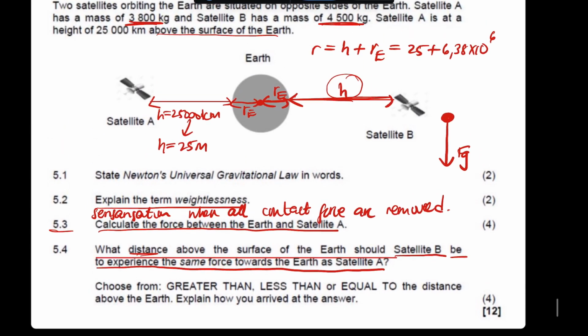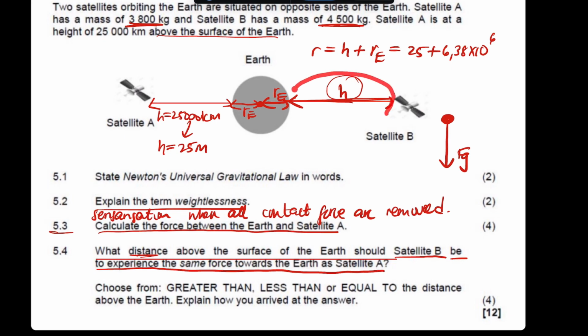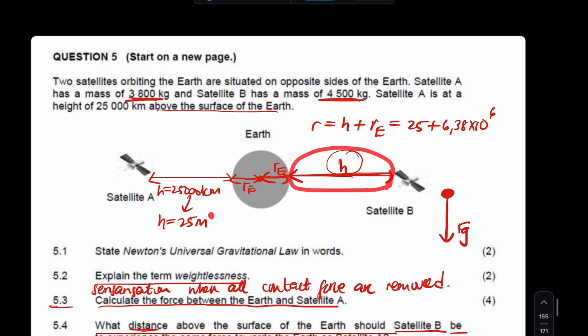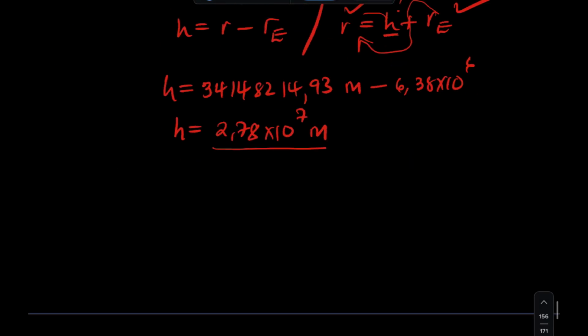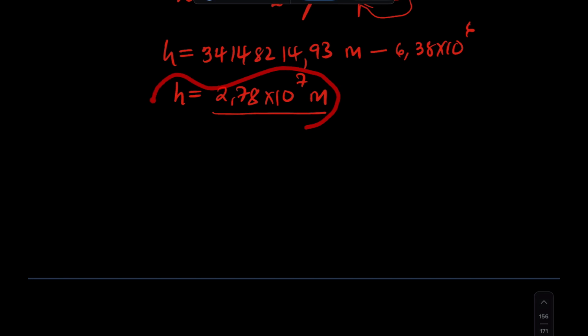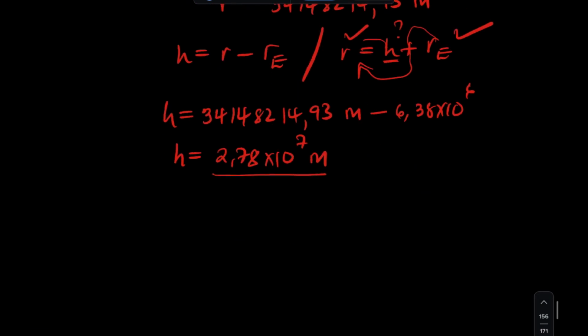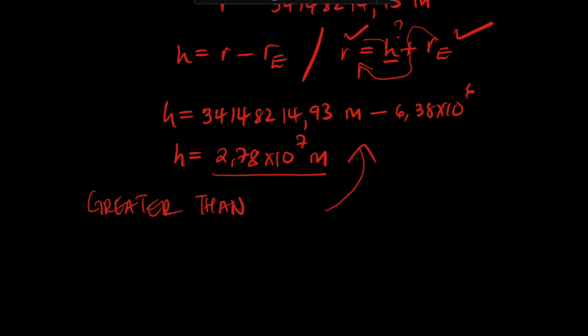So guys, since we have seen that the distance it needs to be is greater than, because the distance here is 25 meters, and the answer that we got here is 2.78 times 10 to the power 7, right? So the answer here is greater than, and the motivation is this whole calculation.